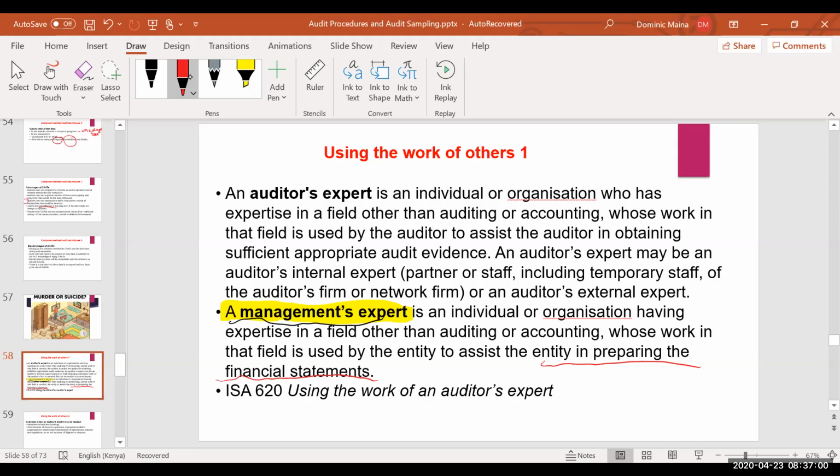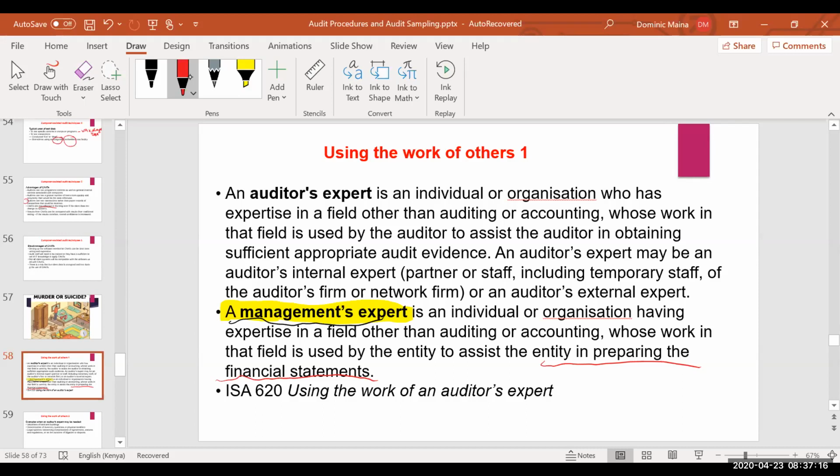So as for the definition, it is an individual or organization who has expertise in a field other than accounting or auditing, whose work in that field is used by the auditor in assisting the auditor in obtaining sufficient, appropriate audit evidence.